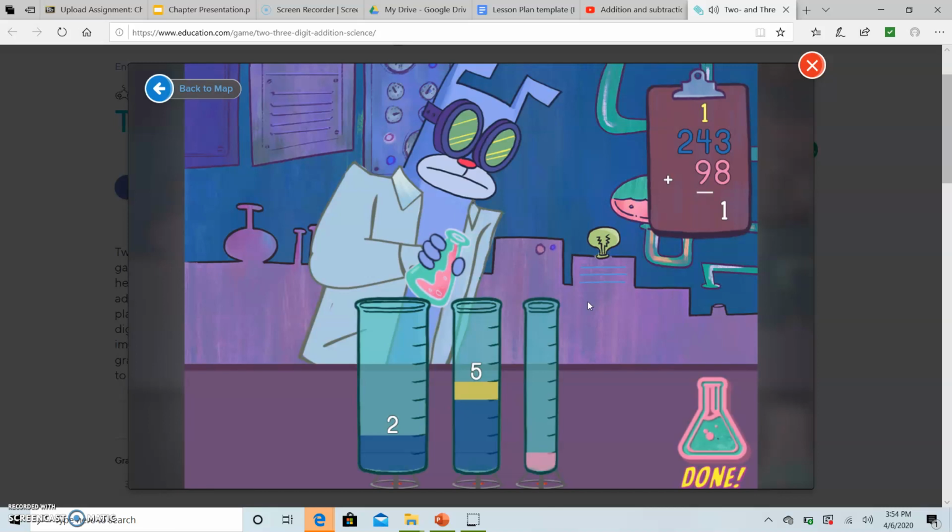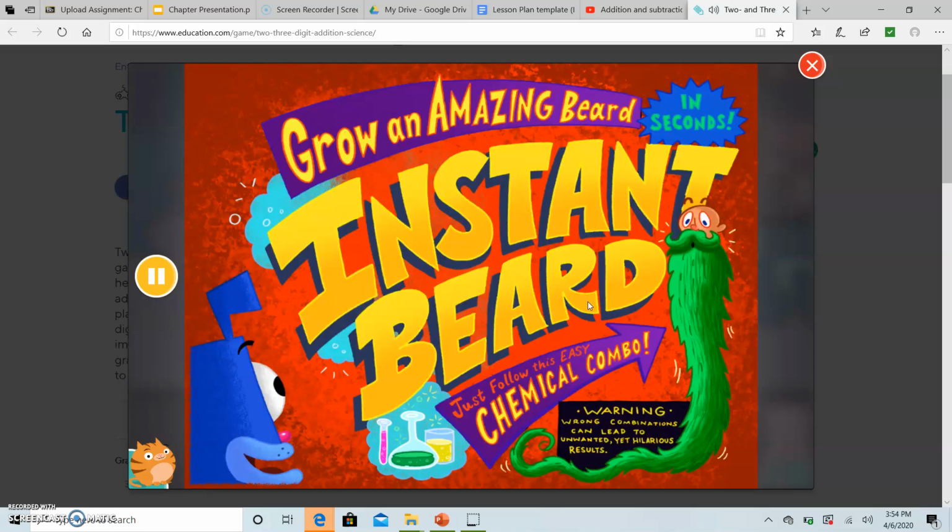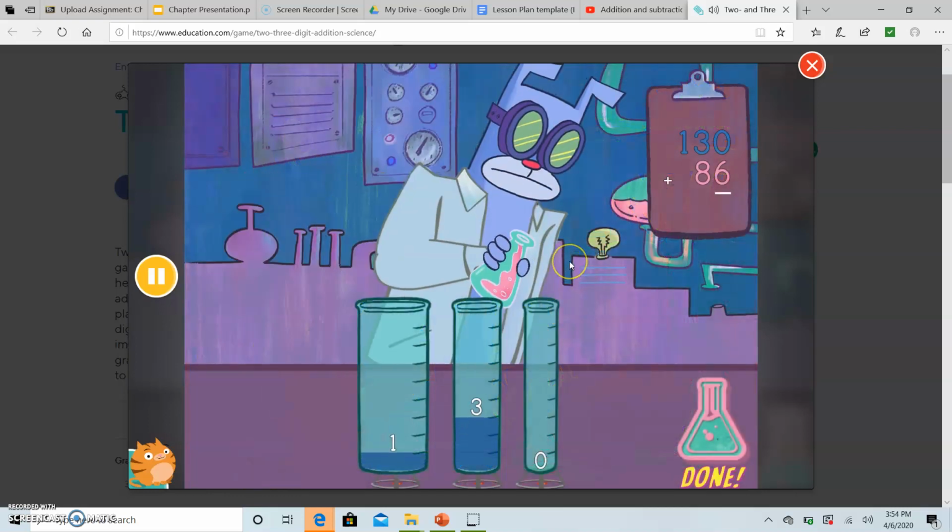So in this one, they add into the beaker whatever the number is in that row. So it's loading. This is an example. So it is fun. The kids get excited.